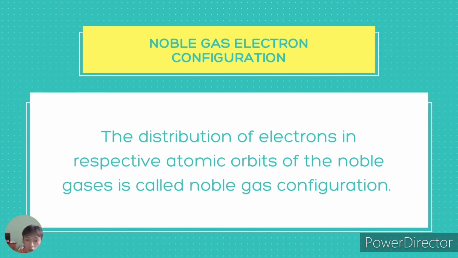The distribution of electrons in the respective orbits of the noble gases is called noble gas configuration. The basis of any chemical reaction is the impulsive behavior of achieving a complete electronic configuration and a level of stability. Chemicals react with one another to form the configuration of the nearest noble gas.